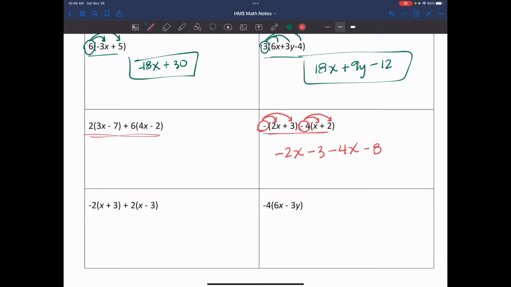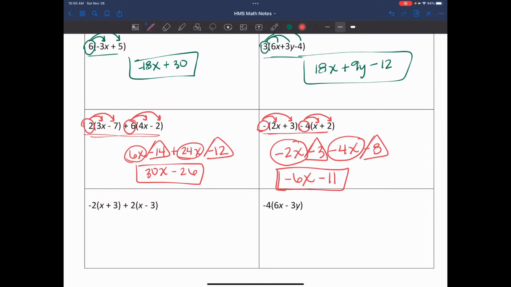And I do have like terms here. I can combine my -2x and my -4x, and I can combine my two constants. So -2 plus -4 equals -6. -3 plus -8 equals -11. Why? Because they have the same sign, so add and keep. I don't have any parentheses left. I have no more like terms to combine. My final answer is -6x minus 11. Boom, done. Final answer should be 30x minus 26. Cool.